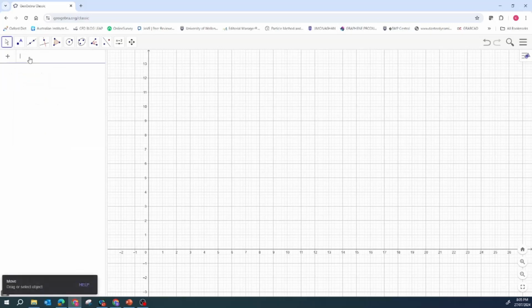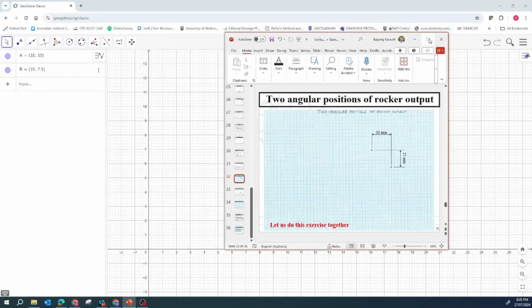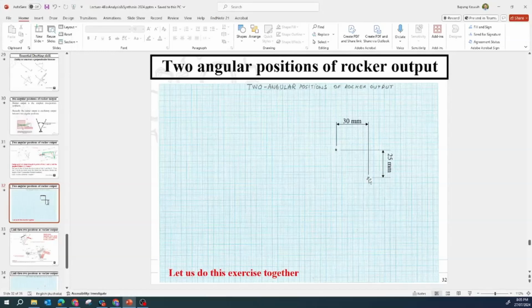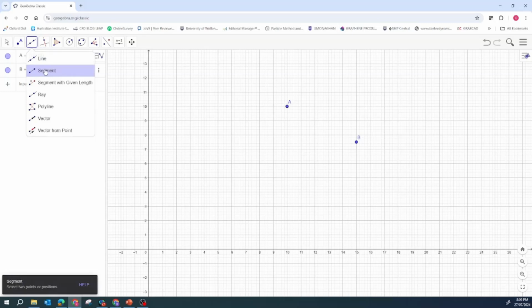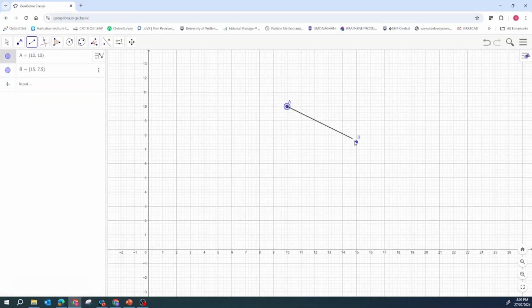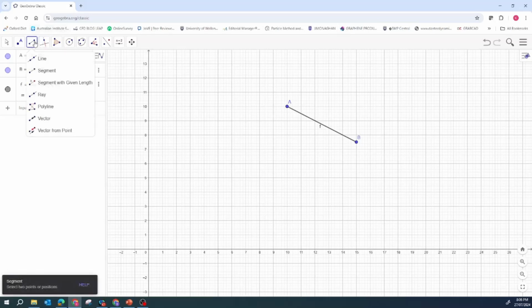In GeoGebra, first create 2 points, let us name them A and B. The coordinates are arbitrary but the position of A and B is given in the question. Next create a line segment connecting A and B. Next bisect the segment.